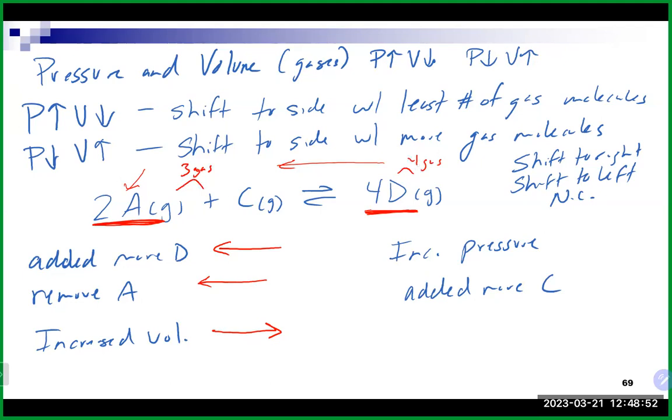Increasing the pressure here means that actually the volume gets smaller. So in a smaller volume, we would want to shift to the side with fewer gas molecules, so that would be to the left. And lastly here, if we added more C, that would cause it to shift away from it, which would be to the right. Again, more C would actually initiate the forward direction of this reaction, which is why it would go that way.